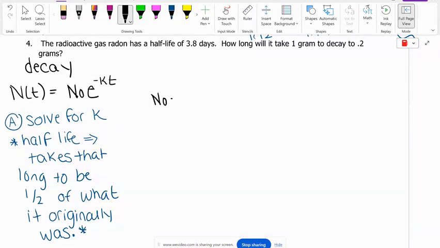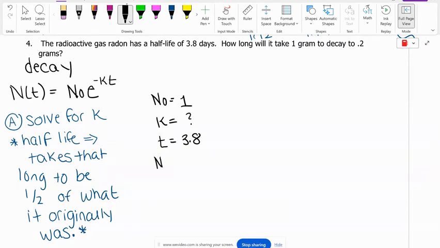So let's set up what we know. Do we know our original amount? 1 gram, right? Because it says how long will it take 1 gram? So our original amount is 1. And we need to solve for K, so I know my K is the question mark. Our time, well, it says the radioactive gas has a half-life of 3.8 days. So do we all agree our time is 3.8 days?